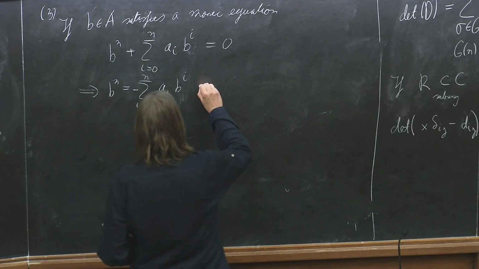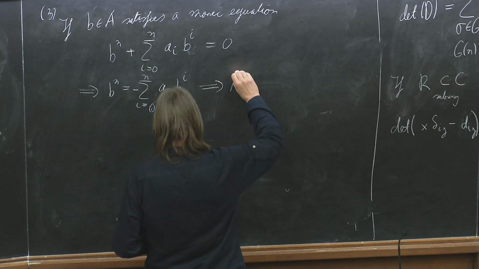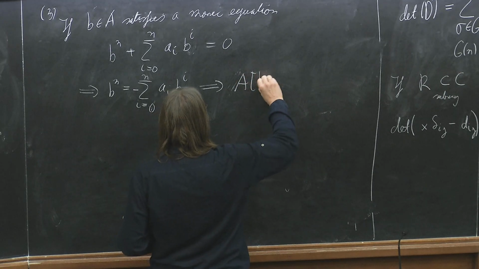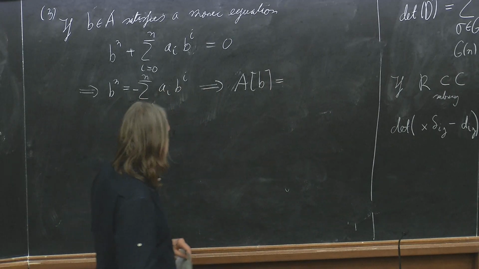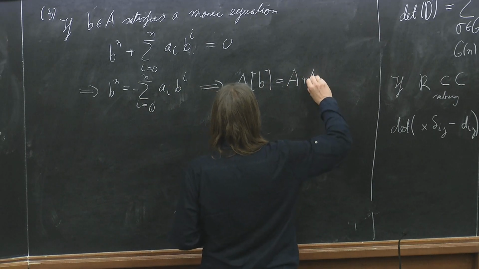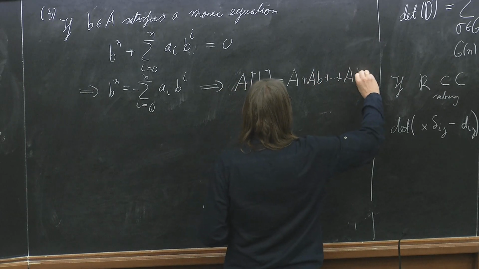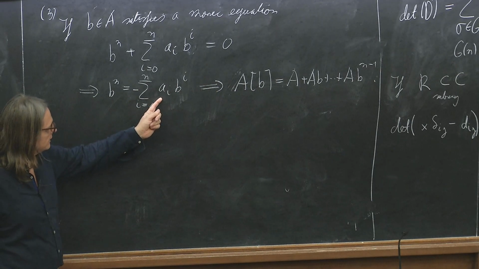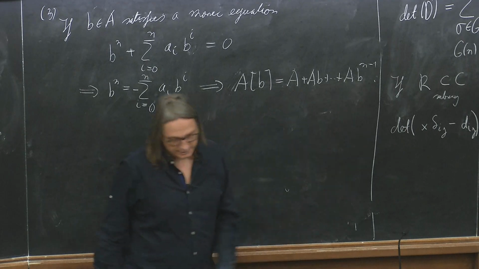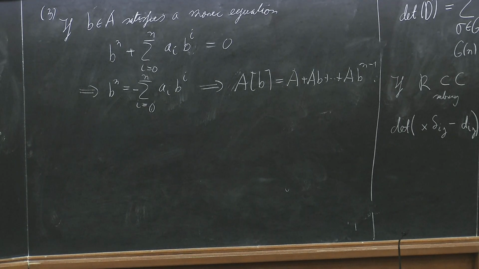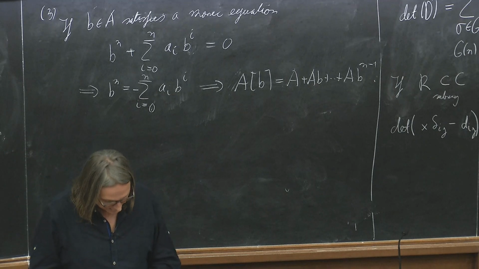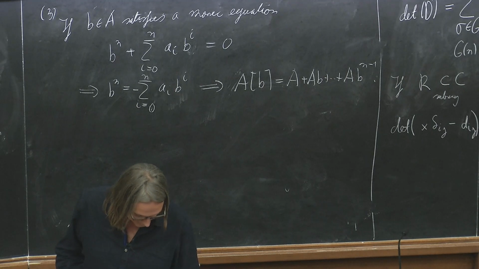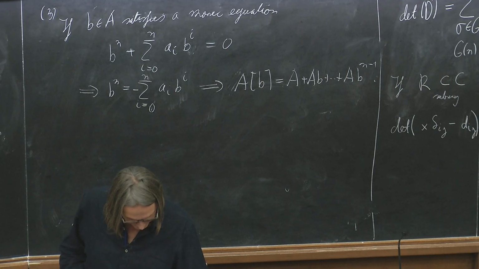And so it follows that A[b] can be written as A plus Ab plus and so on plus A b to the n minus 1. Every element can be written as a linear combination with coefficients in A of the powers of b until n minus 1. Okay, so much for these finite modules. Now we want to go back to geometry. So I have to define for you what a finite morphism is.